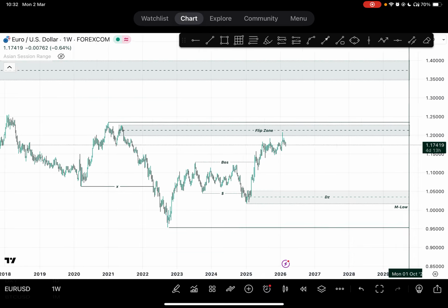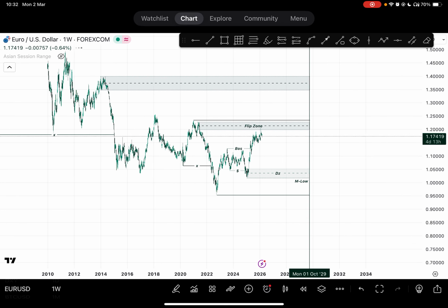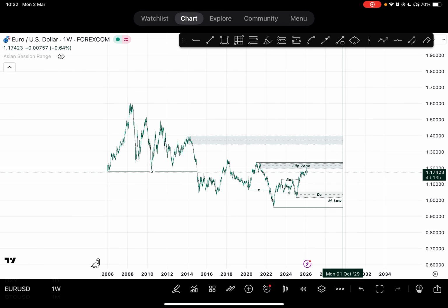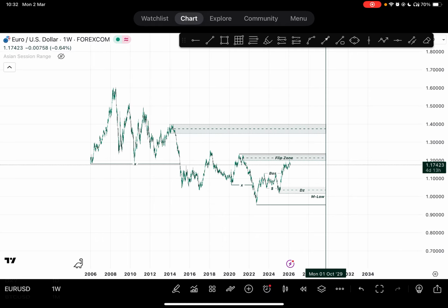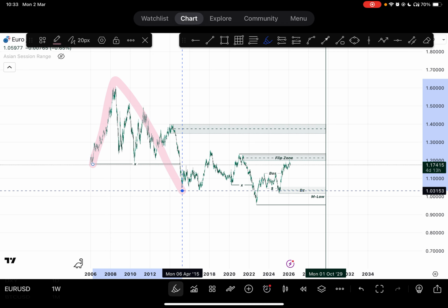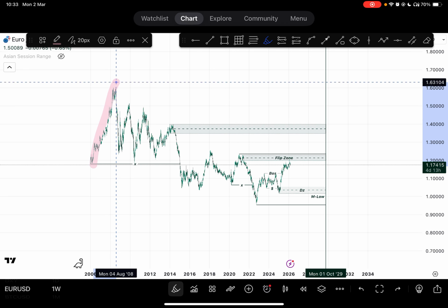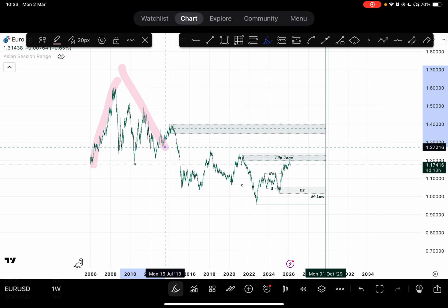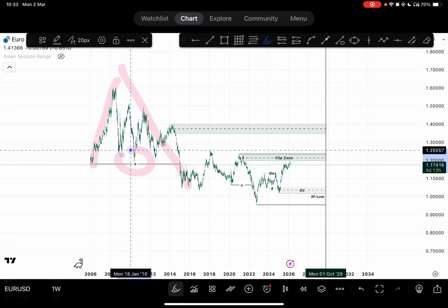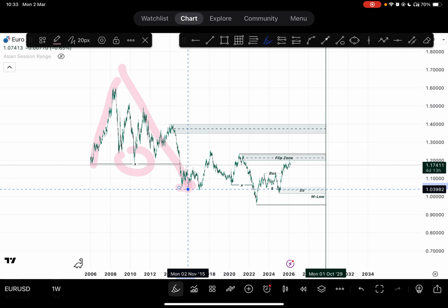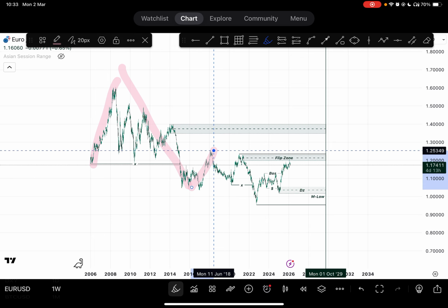So on the weekly time frame, let's zoom out a bit. You can see clearly that historically Euro USD has been in a bearish market on the weekly time frame order flow. This is what I mean: we have this high, price comes down, takes off this low, and gives us a new structure low. Then from there, price pushed up again.